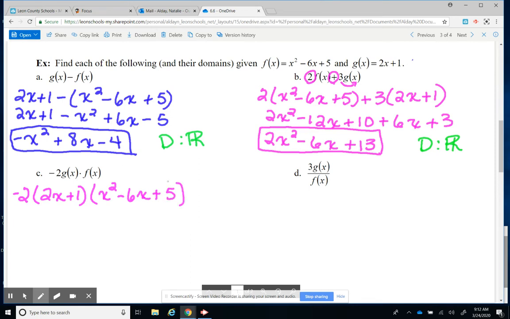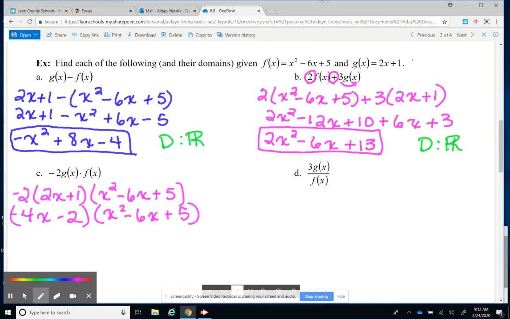The first thing we have to do is distribute the negative 2. So negative 2 times 2x is negative 4x. And negative 2 times 1 is negative 2. Put all that in parentheses and just bring down your f of x, which is x squared minus 6x plus 5. When you are multiplying, you have to keep it in parentheses until you distribute.